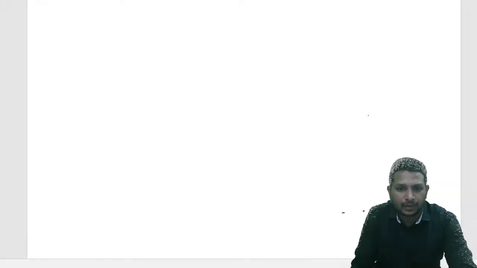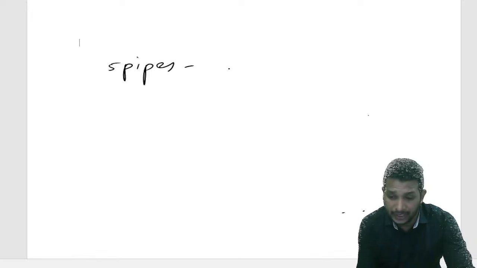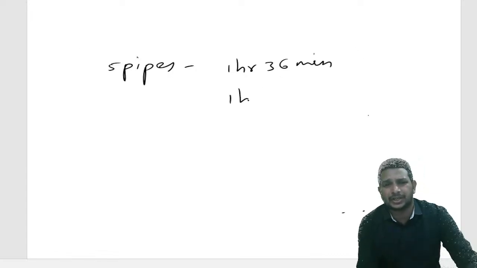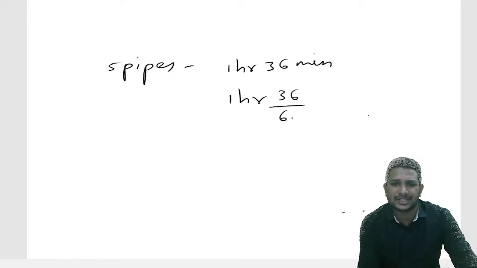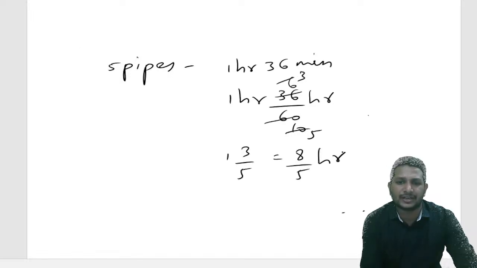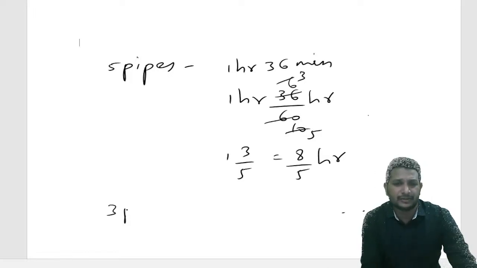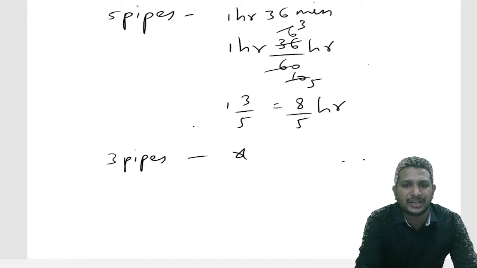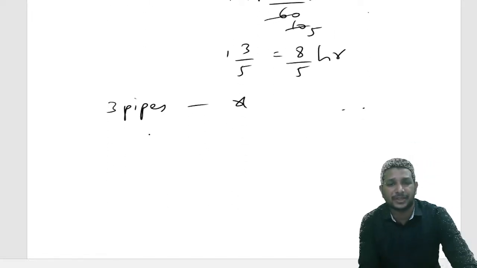Okay. So initially 5 pipes are taking how much time? 1 hour 36 minutes. I want to convert these minutes into hours. 1 hour 36 by 60 hours. 6 6s and 6 tens, 2 3s and 2 5s. So 1 3 by 5. That's nothing but 8 by 5 of an hour. As 2 pipes are stopped working, only 3 pipes are working. You need to find how much time it takes. 5 pipes are taking 8 by 5. 3 pipes are taking how much time? So this is based on direct application.